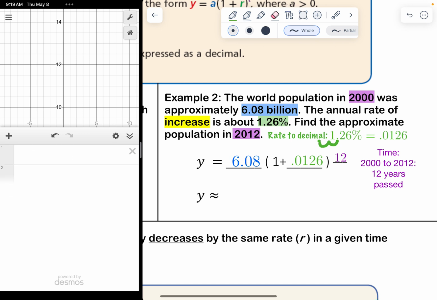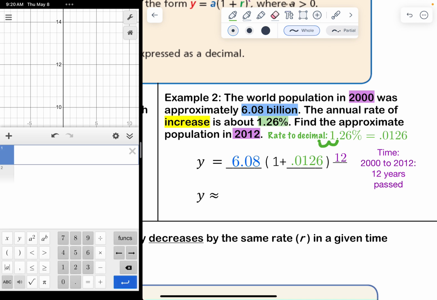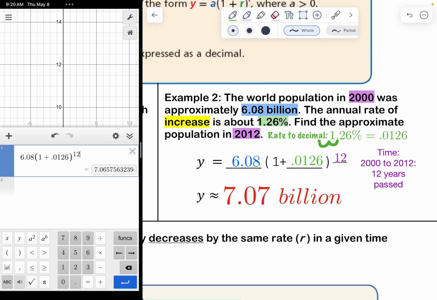Just like we did with the first one, let's take this formula and type it in exactly how it looks. So we have 6.08, parenthesis, 1 plus 0.0126. Let's move that cursor up, hit that exponent button to the 12th power. Okay, let's cut this off at 2 decimal places. So 7.06, the 5 is big enough to bump up to 6, so this is going to go up to 7.07 billion people.